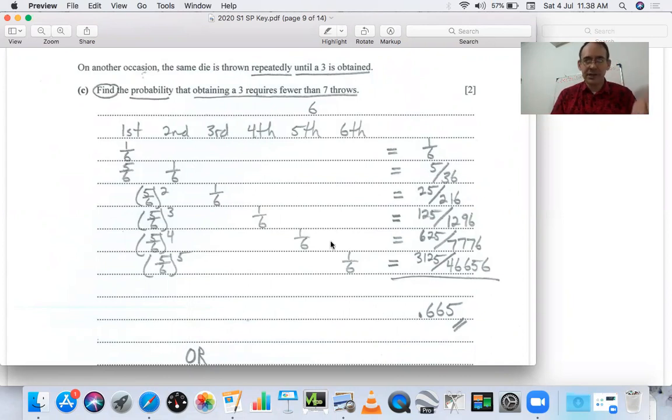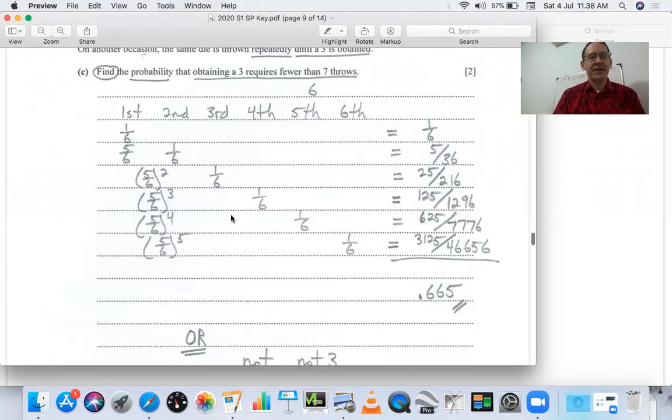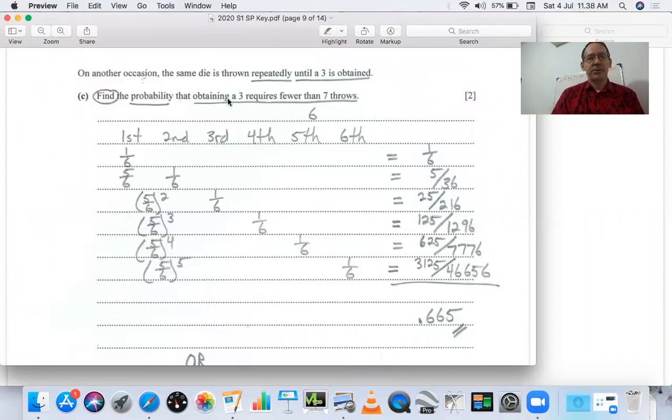So notice obtaining a 3 is discrete. You either have a 3 or you don't, and the number of 3s that you have follow integer values. You don't have half a 3. So this is discrete, but you do not have a fixed number of trials. You keep throwing until you get the 3. So this is your geometric distribution, and it wants you to find the probability that you obtain a 3 requires fewer than 7 throws. That means 6 or less.